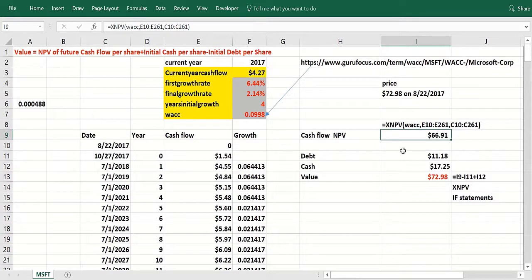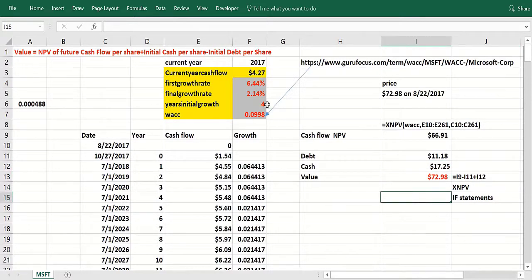by our assumptions here. Now the debt per share, I looked this up. This is the shares. This is the total debt. It's about 11 bucks per share. The cash per share is about $17 per share. So then the value per share would be the cash flow per share plus the cash on hand per share minus the debt. That's right here.